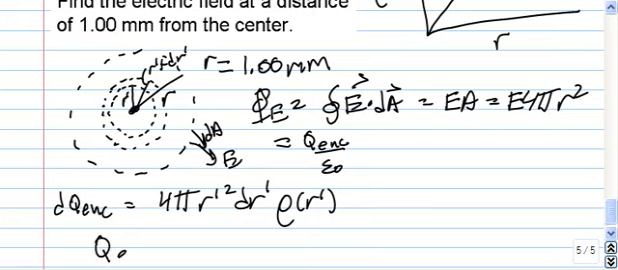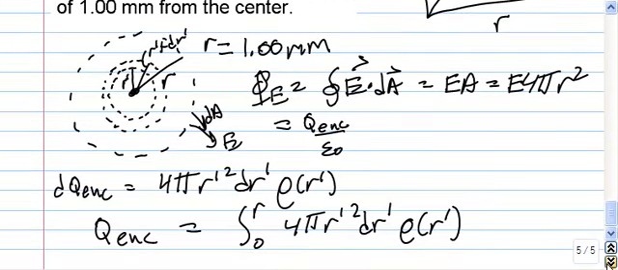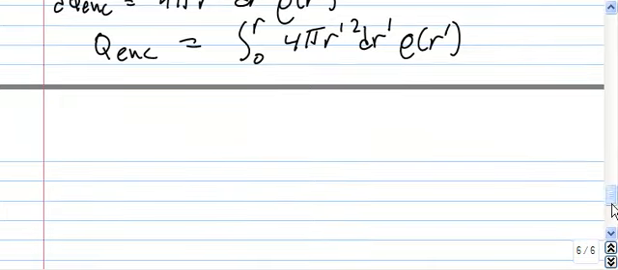In order to calculate the total charge that's enclosed, I just have to add up all the shells by integrating. So inside my Gaussian surface, I compute Q enclosed by doing this. This is the standard way of doing these problems when I have a non-uniform charge density with a particular spherical charge distribution. Okay, so given this, how am I going to calculate this particular problem?